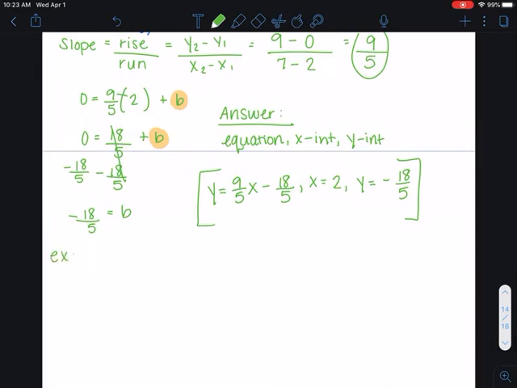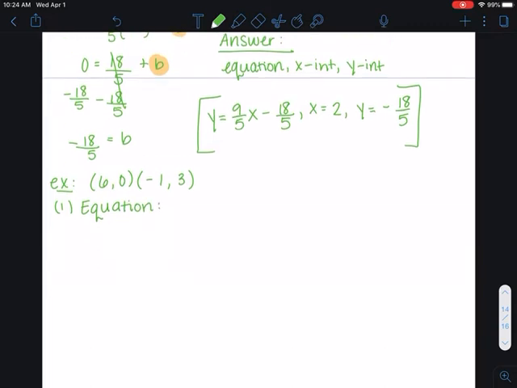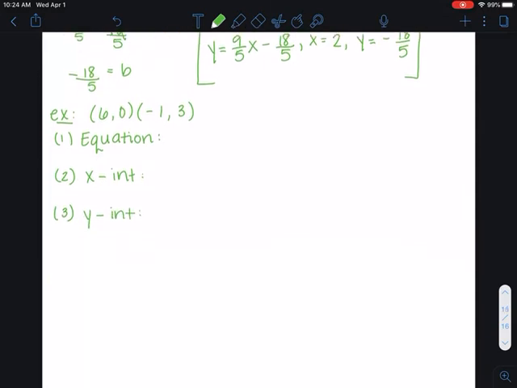Let's look at another example. Let's say we have 6, 0. Oh, we have y is equal to 0, so we already have our x-intercept. One less thing we have to do. And then negative 1, 3. So, 3 things. Equation, x-intercept, and y-intercept.